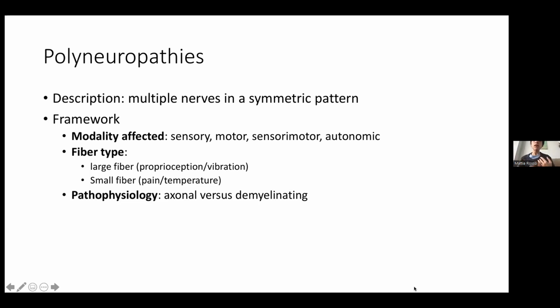So already here, we're looking at a very important distinction: whether there is motor involvement or not, whether there is autonomic involvement or not. Most neuropathies will have a sensory involvement, and then it's really about understanding which modalities are being hit, and we'll go into how to do that in a second. And then the other thing that's important is axonal versus demyelinating, and we'll talk about how those processes are distinct.